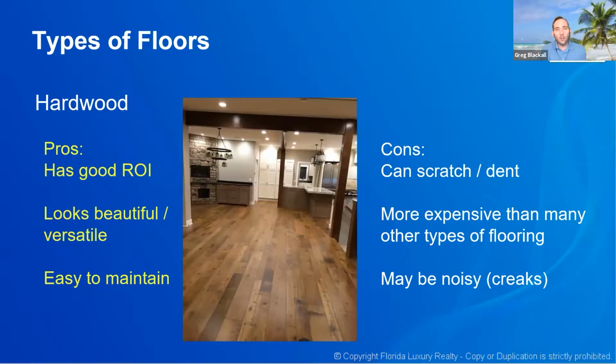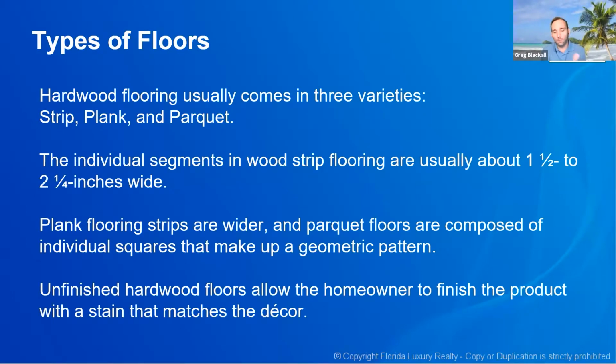Hardwood flooring usually comes in 3 varieties: strip, plank, and parquet. Depending on the era of time that you're looking at, hardwoods have gone through these variations. The individual segments in wood strip flooring are usually 1.5 to 2.25 inches wide. So within these hardwoods, you're going to have little strips that are laid together. The plank flooring, the strips are wider, and then the parquet floors are composed of individual squares that make up a geometric pattern. And on the next slide, I'm going to show you what all 3 look like.